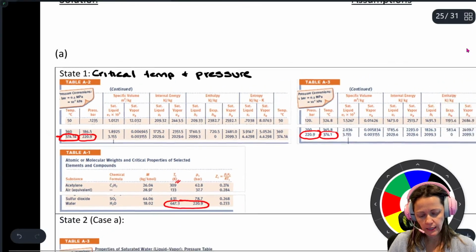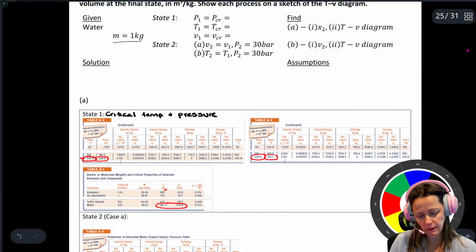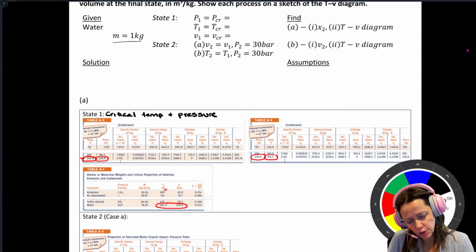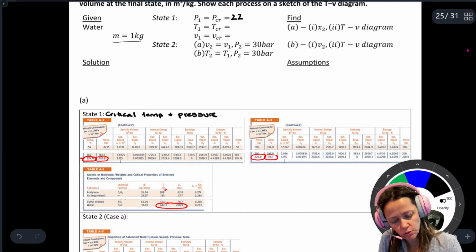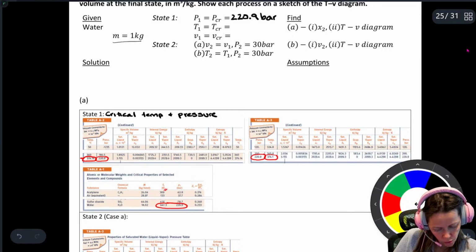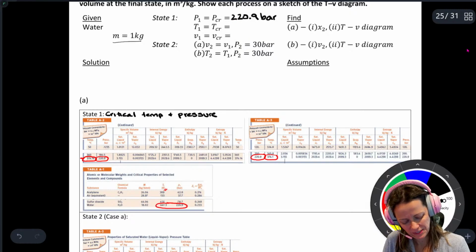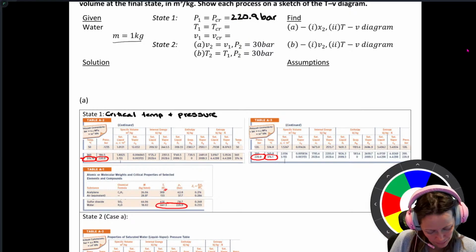So I'm going to actually write that in my givens just to keep everything straight. So critical pressure is 220.9 bar. Critical temperature is 374.14.